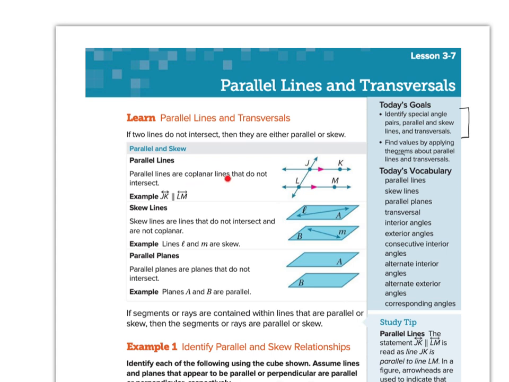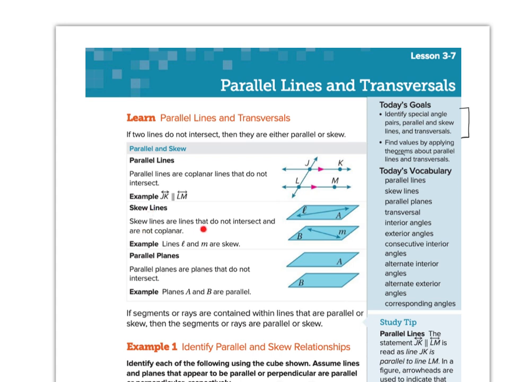Parallel lines are coplanar lines that do not intersect. We will see them indicated with a little arrow. So how would we read this? We have line JK. Remember, it takes 2 points to name a line. Then we have line LM. So line JK is parallel to line LM. This is the parallel symbol, two vertical lines. Writing these two lines is a lot shorter than writing parallel. So being able to recognize what we're describing and talking about.